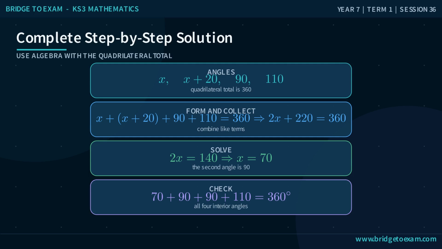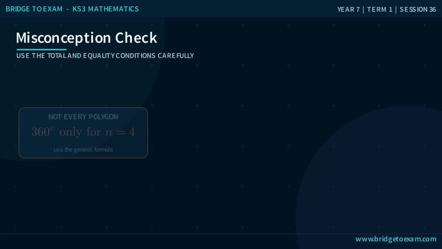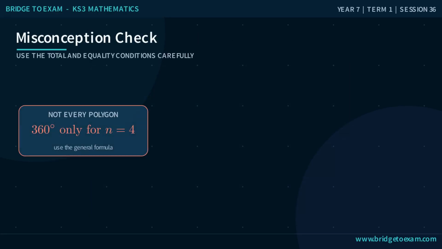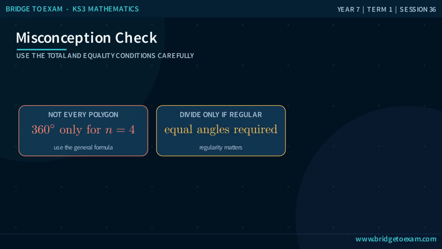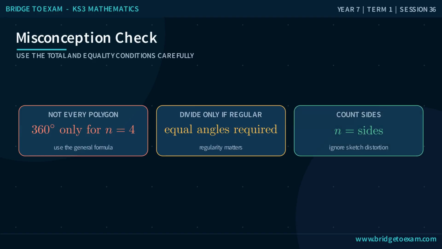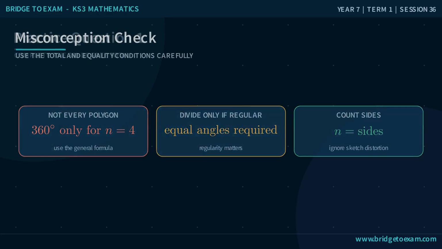Their total is 360. Don't use 360 for every polygon. It is the interior total only for quadrilaterals. Don't divide by the number of sides unless the polygon is regular and all interior angles are equal. And count sides, not visible corners in a distorted sketch. The formula depends on n.